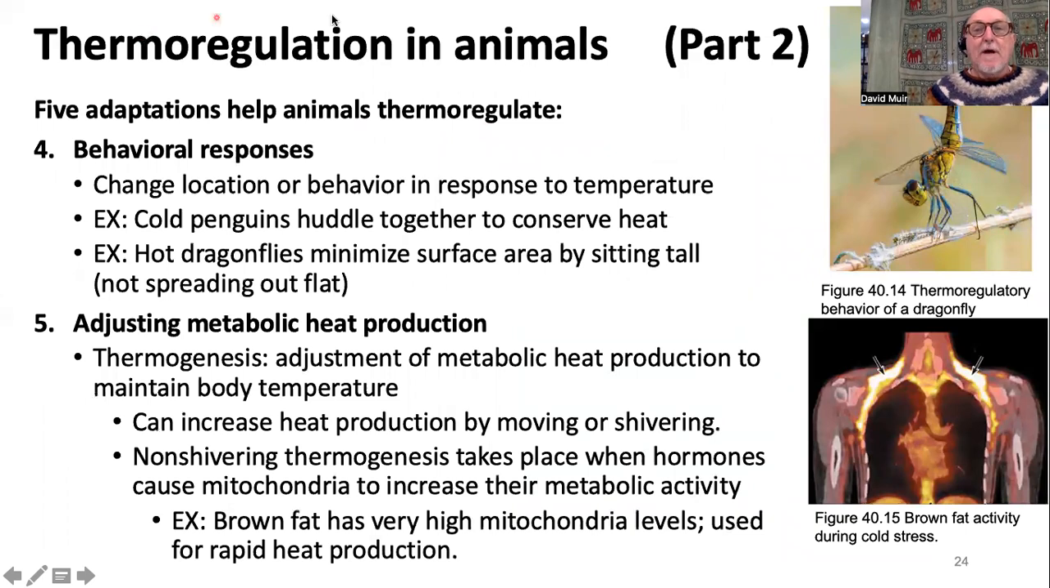Okay, so here are some other mechanisms. Behavioral responses are very, very important, and here is one area where we see that even the ectotherms are able to maintain and manage their body temperature. There are several examples. In insects, it is very common to see shivering, and it's exactly the same principle as in the endotherms. Insects shiver in order to generate heat in their muscles.